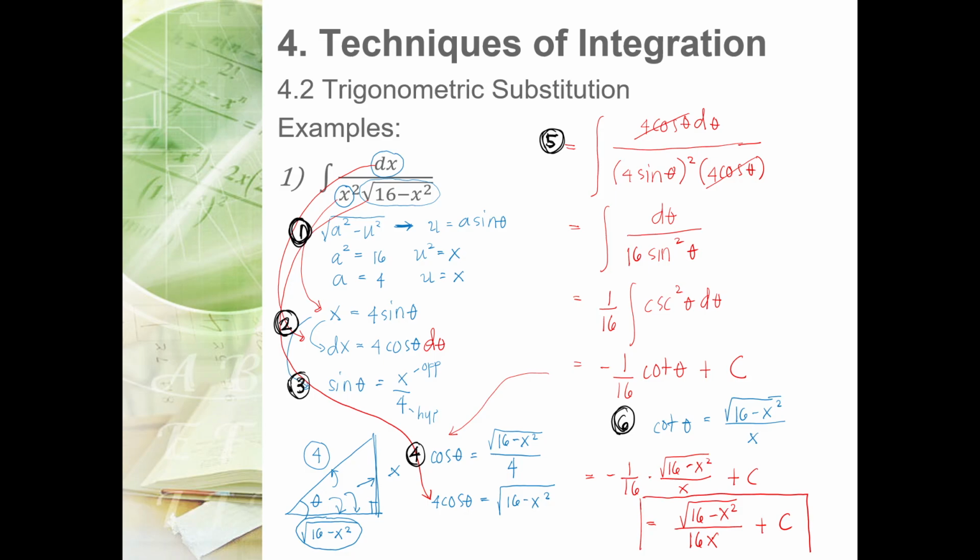May I ask, sir? Sige. In the final answer, sir, is the negative always there? Negative din siya. So it's negative, then. Thank you for that one.